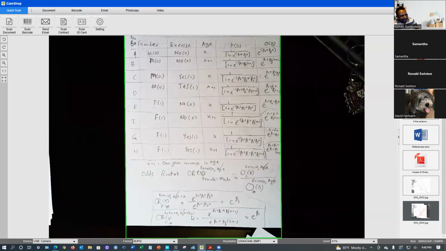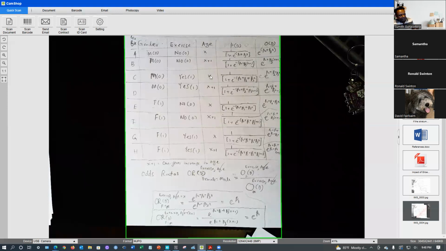Exercise 0, age x. Sorry, I'm here. For the female, x. So this is the female, and this is the male: e to the power of beta naught plus beta 3x, and they get cancelled off. You are left over with what? Beta naught and beta 3x cancel, leaving beta 1.